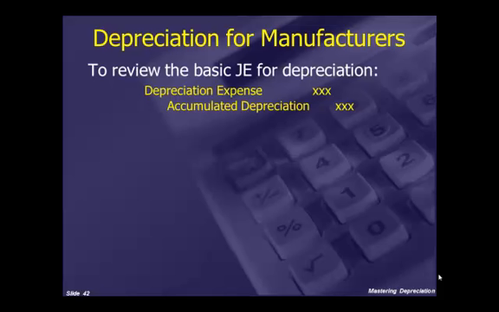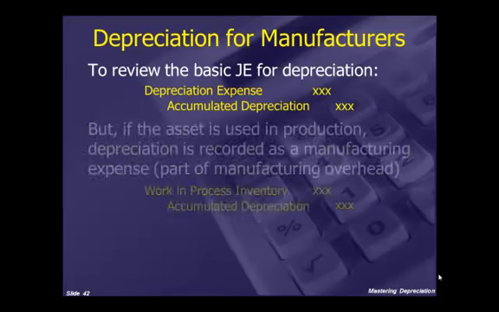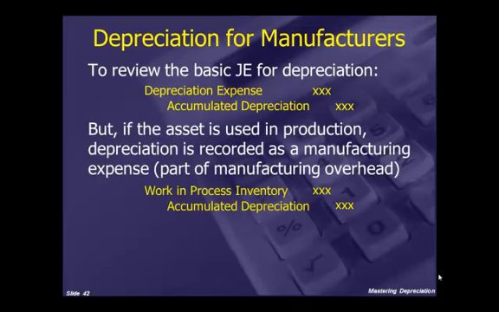All right, so to review the basic journal entry for depreciation, we're debiting depreciation expense, crediting accumulated depreciation. However, if the asset is used in production, depreciation is recorded as a manufacturing expense, part of manufacturing overhead. So this should jog your memory from Accounting 2, when we were looking at manufacturing and the work in process inventory.